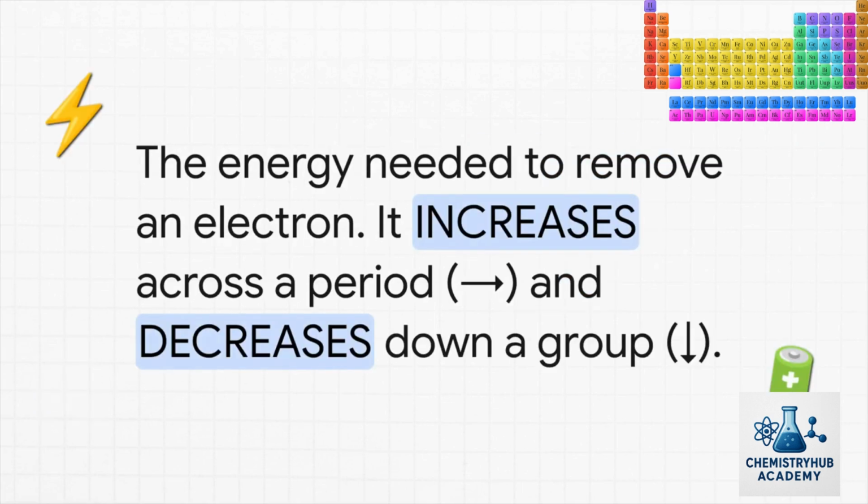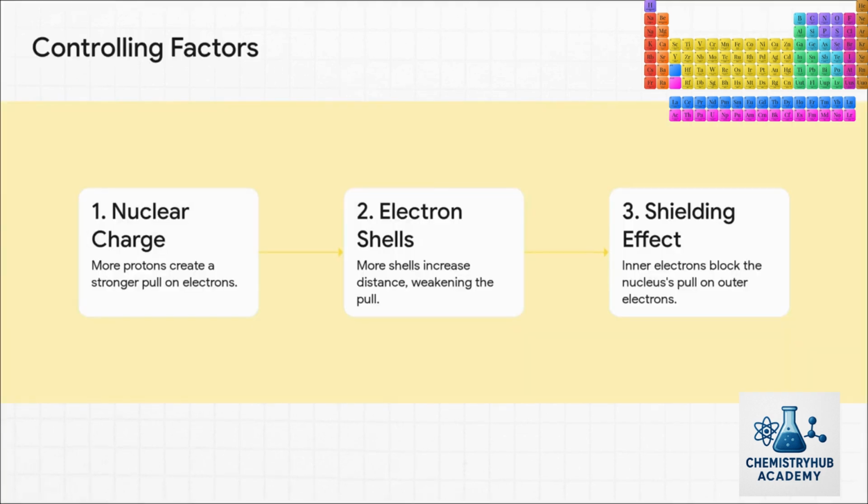This tug of war also explains our next big trend, ionization energy. That's just the fancy way of saying how much energy it takes to steal an electron from an atom. Since atoms get smaller and that nucleus pull gets stronger as you go to the right, it takes a lot more energy to rip an electron away. And since atoms get bigger as you go down, those outer electrons are farther away and way easier to snatch. So ionization energy goes down. See the pattern?